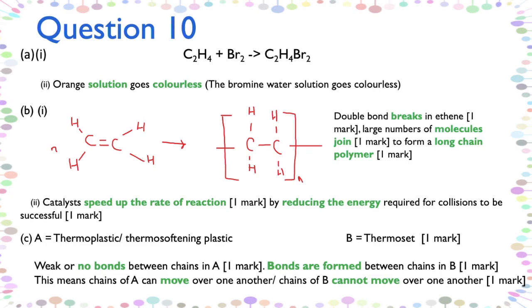This means chains of A can move over one another, or you can say that chains of B cannot move over one another. So if you think about it, in A there aren't many interactions between the chains, therefore they can go over one another. And for B, the thermoset, there are bonds between the polymer chains and they cannot travel over one another.